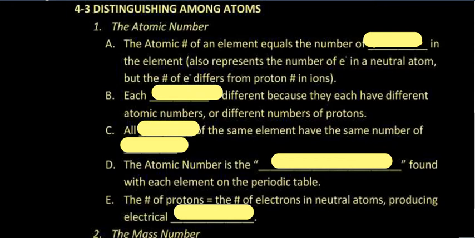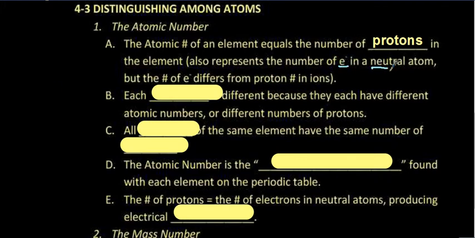Okay, here we are back with lecture 4.3 for chapter 4, and we're going to distinguish among our atoms on the periodic table, and to explain how to do that, first we have the atomic number. The atomic number of an element equals the number of protons in the element, but it also represents the number of electrons in a neutral atom.